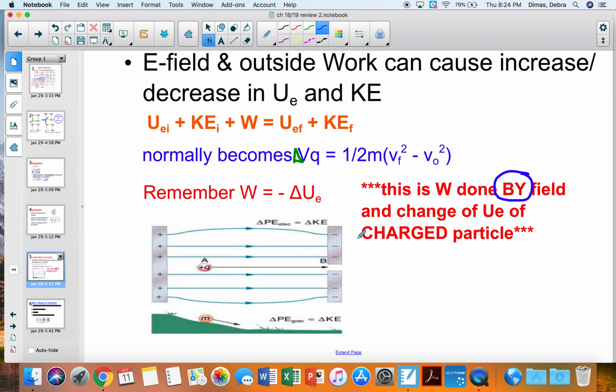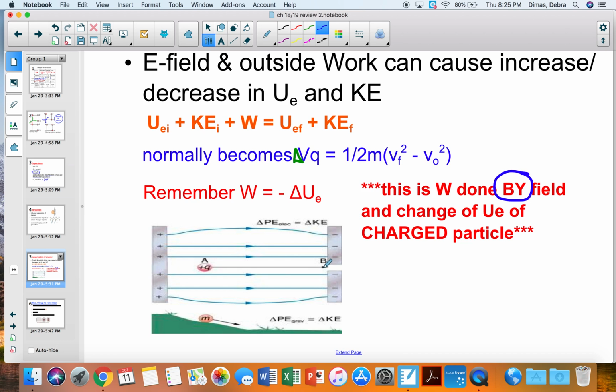But they're opposite, right? So the concept here is if I put a positive charge here and it goes this way, the potential is going down. So it would be a negative change in voltage, or in potential. It's like it's going down, right? And so it's going to go faster. So you end up with 1/2 MV squared.